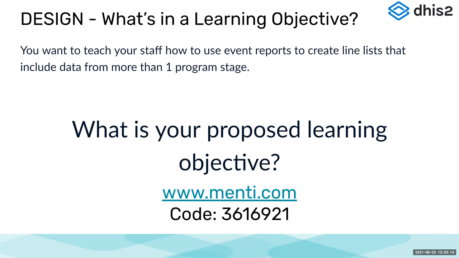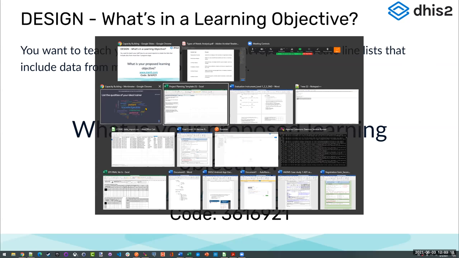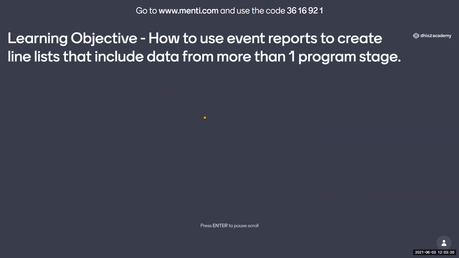So I'd like you to go back to the Mentimeter, and if we can answer this next question. If you were to create a learning objective for teaching people how to use event reports to create line lists that include data from more than one program stage, what would your learning objective be in such a scenario? Just give everyone a little bit of time to formulate their response, and then we'll discuss that a little bit more.